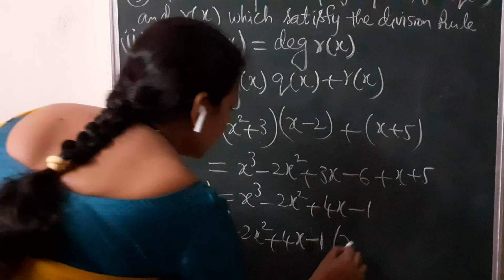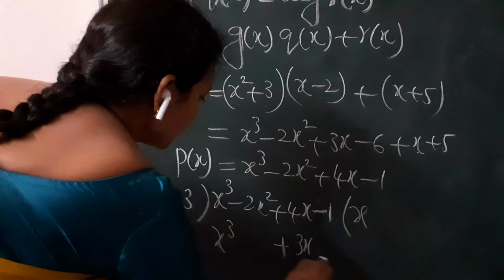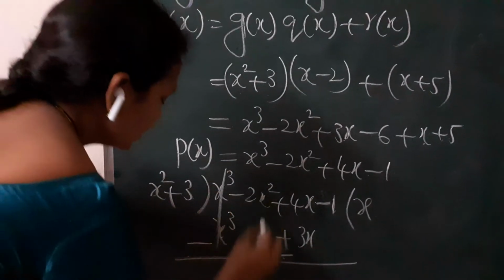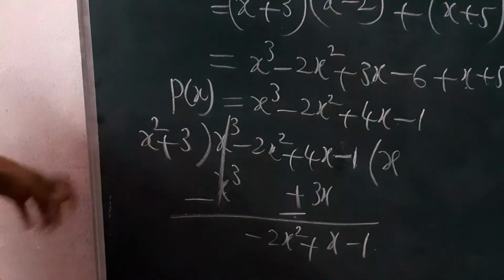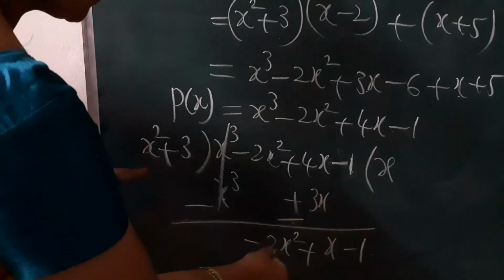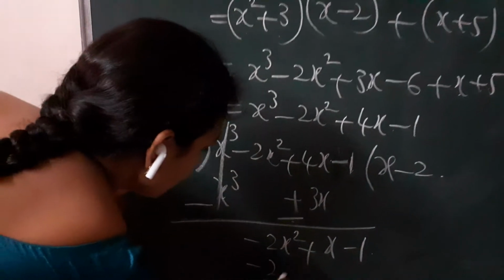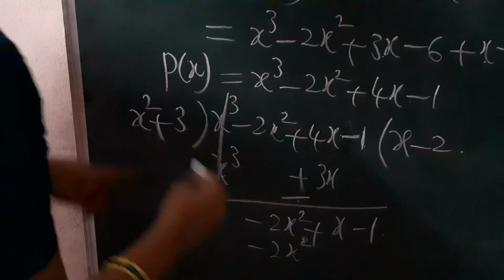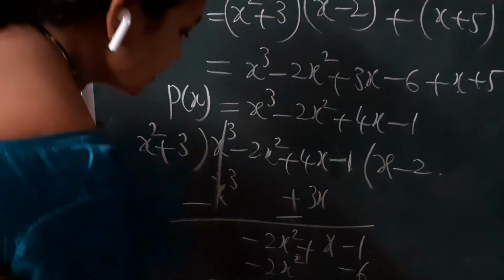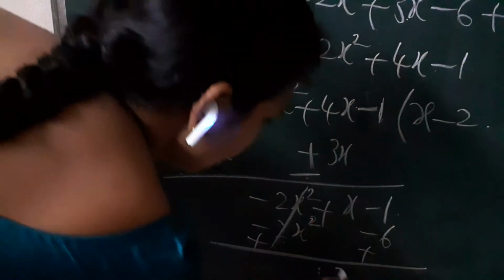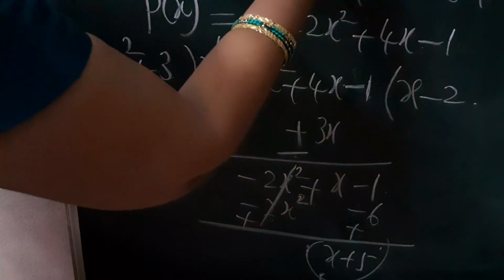Then x cube by x square is x. x into x square is x cube, x into 3 is 3x. Subtracting, the 3x minus 3x, and minus 2x square plus x minus 1 you will get. And then the next step is minus 2x square by x square is minus 2. So minus 2 into x square is minus 2x square, minus 2 into 3 is minus 6. So on subtraction these two get cancelled and x plus 5 is the remainder. So r of x is x plus 5 and q of x is x minus 2.